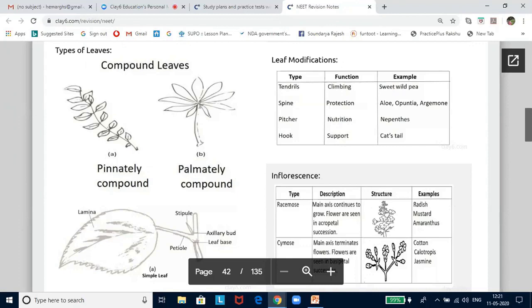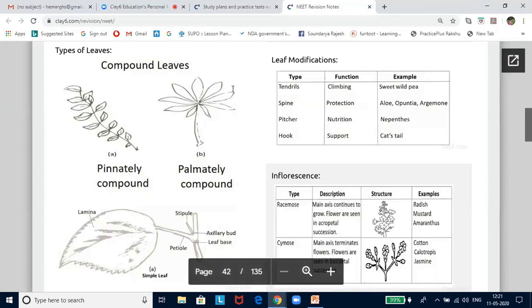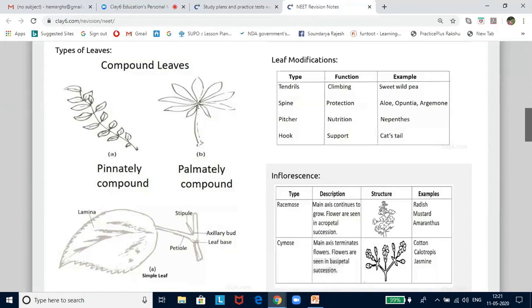Now let us look at the palmately compound leaf. If you look at this leaf, it appears like fingers in a palm. That's why it's called palmately compound. The leaflets are attached to a common point, as you see in silk cotton.